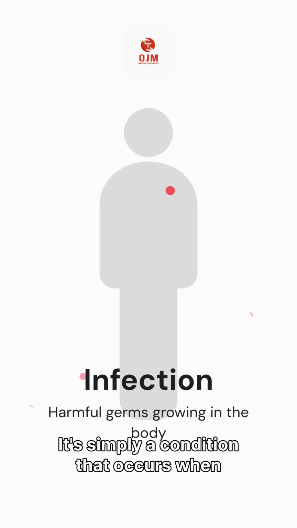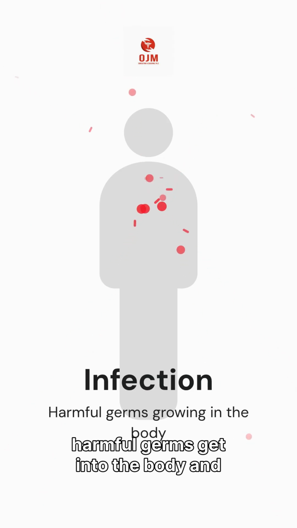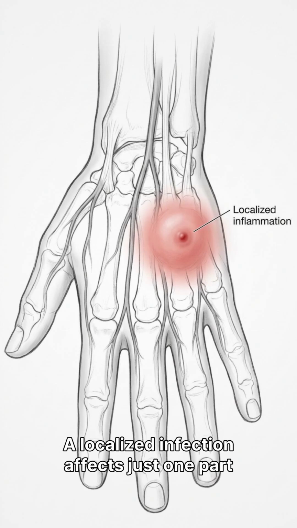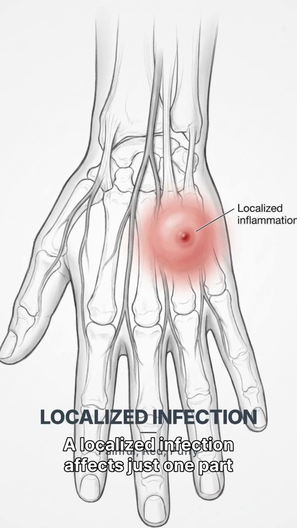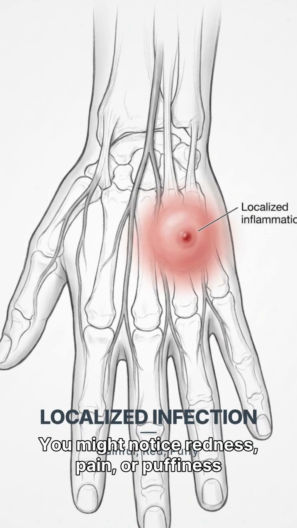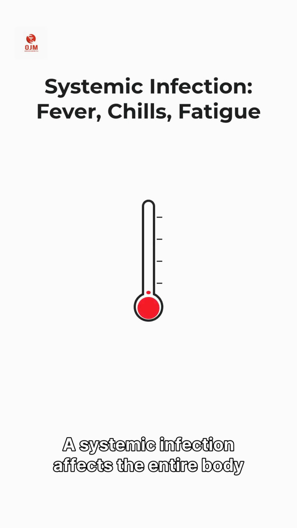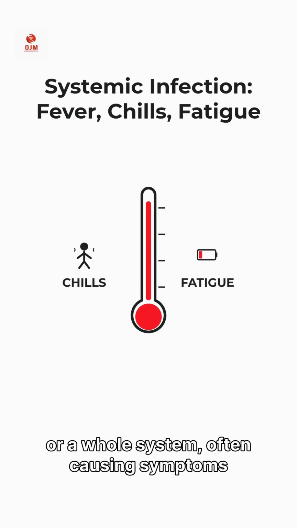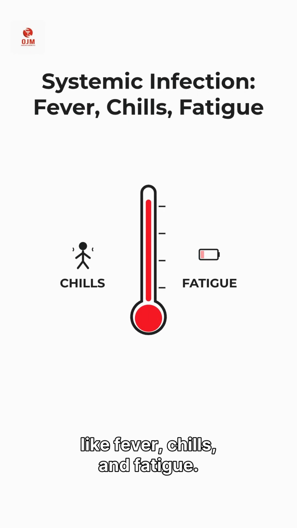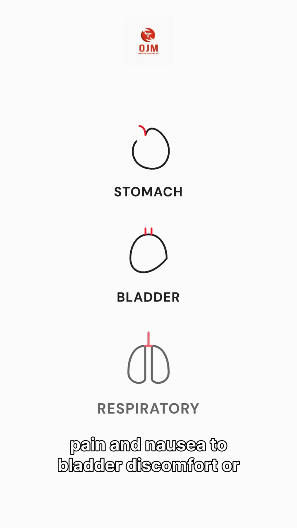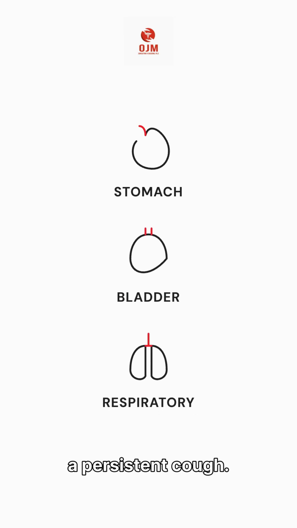It's simply a condition that occurs when harmful germs get into the body and grow in number. A localized infection affects just one part of the body. You might notice redness, pain, or puffiness in that specific area. A systemic infection affects the entire body or a whole system, often causing symptoms like fever, chills, and fatigue. Different infections have different signs, from stomach pain and nausea to bladder discomfort or a persistent cough.